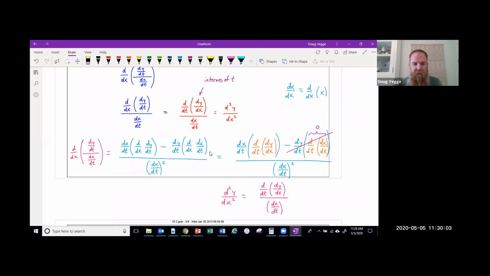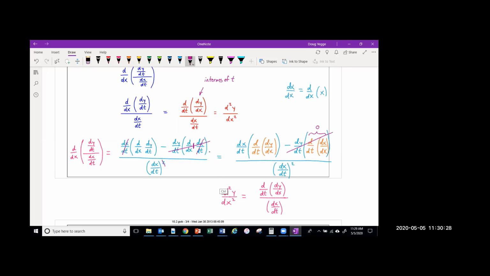I could have gone back to here, and I could have canceled out dx/dt from here, and dx/dt from here, and a dx/dt from here. And all that would have been left would be d/dx of 1. d/dx of 1 is still 0, so that would still cancel that entire quantity, and therefore I still get what remains. Okay. I get it. Right?